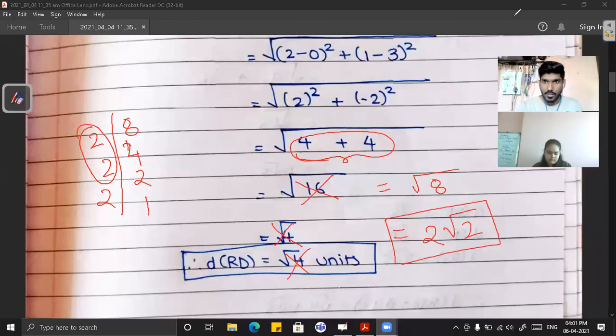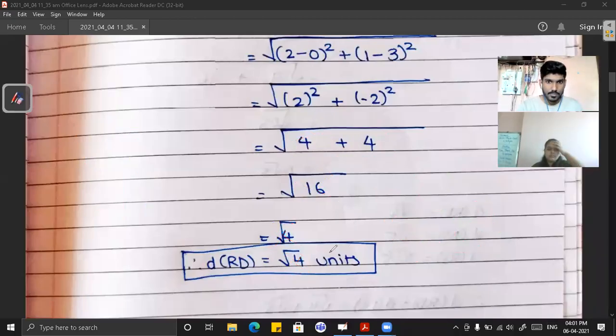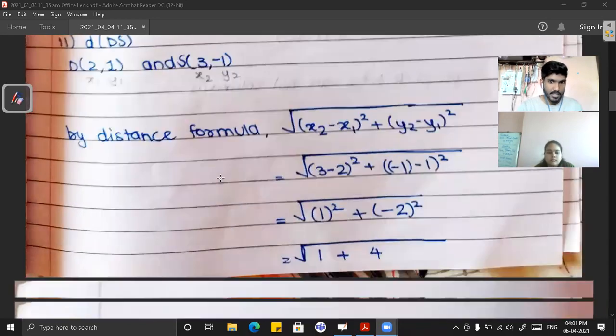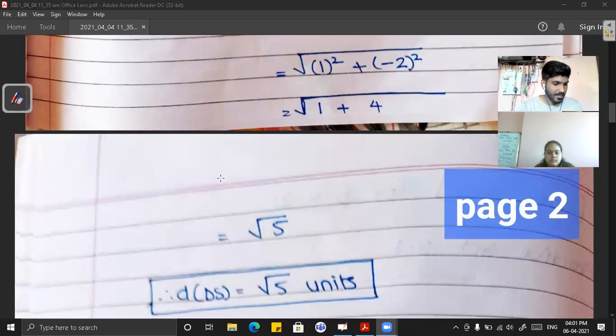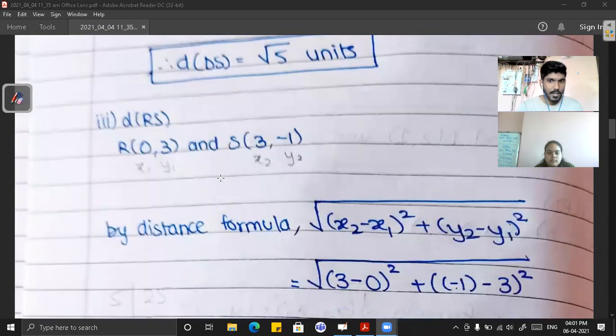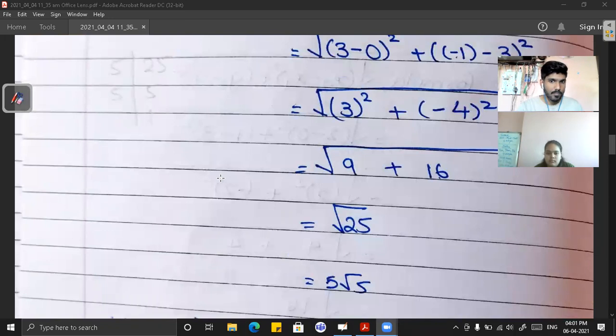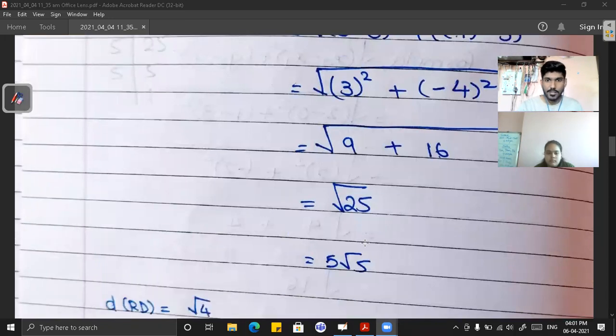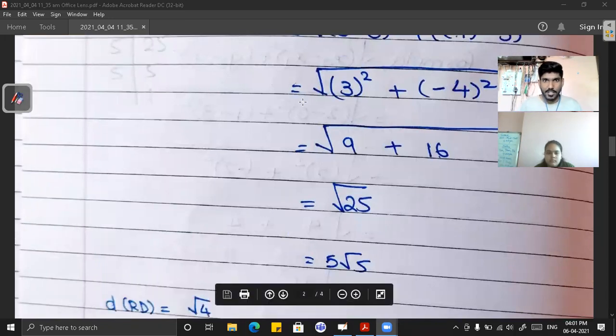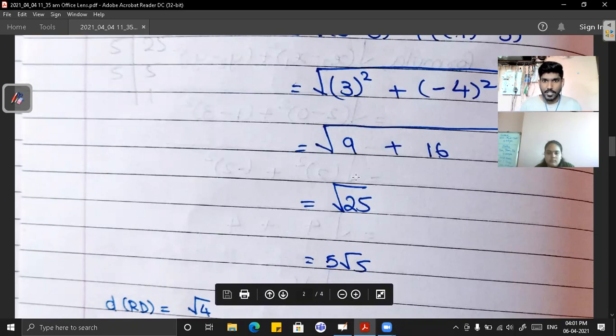I'll just erase this. Okay, TS is right, root 5. RS is wrong. Okay, now see here it is correct. Till here what you have done is right, root 5.